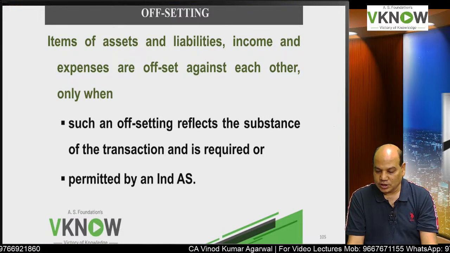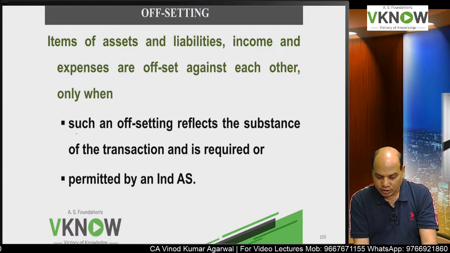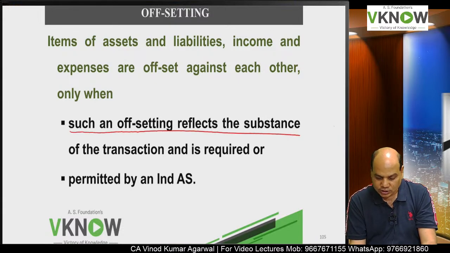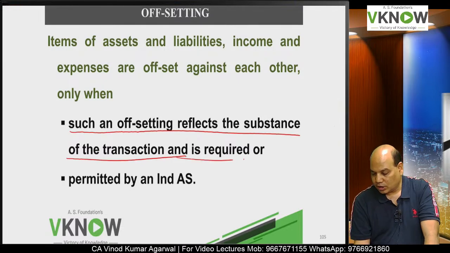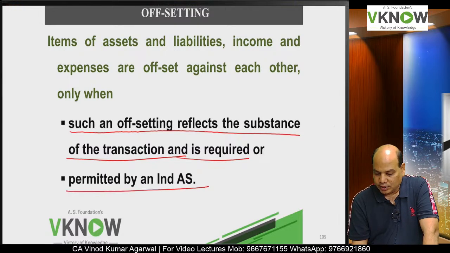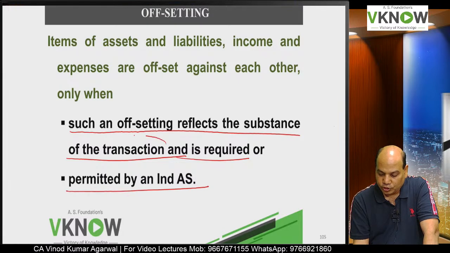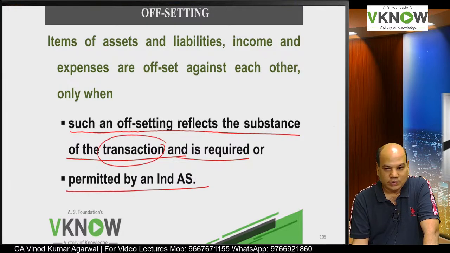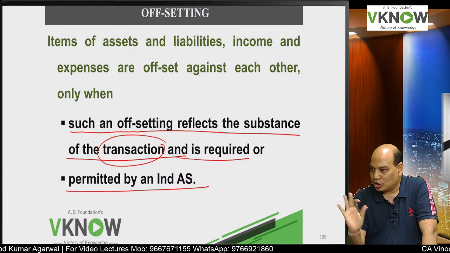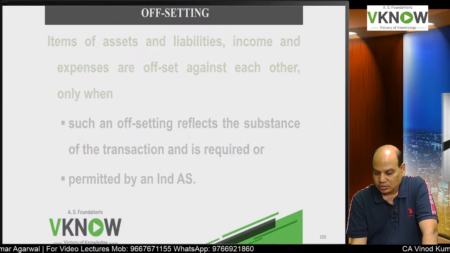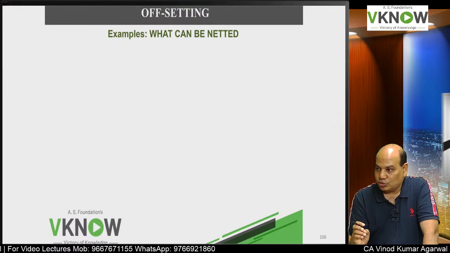So offsetting means items of asset, liability, income, expense are offset against each other. Underline: such an offsetting reflects the substance of the transaction and is required or permitted by an Ind AS. Substance over form is what one has to see. Example of that railway agent: in substance, his income is only 300 rupees, not 1,300. And that is given in Ind AS 115 also, the revenue standard.